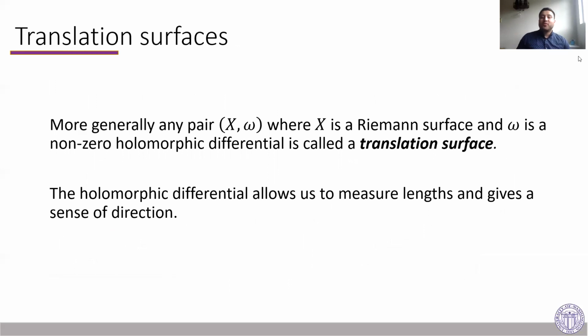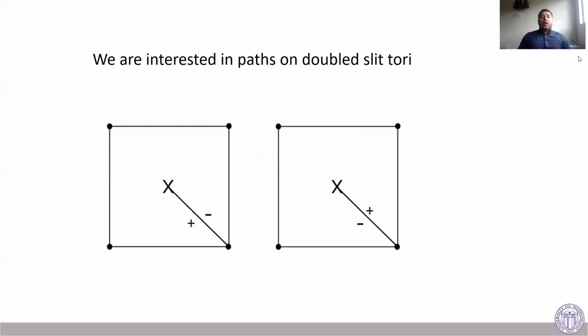And again, the holomorphic differential is what allows us to do geometry. It gives us a way to measure length, a sense of direction. And so overall, what I'm very interested in is paths on double slit tori. Here's an example of another double slit torus, in case you wanted to have another example in mind. I'm not interested in all paths on double slit tori. I'm interested in certain special paths, and I'm going to indicate why I think they're very interesting paths to restrict to.